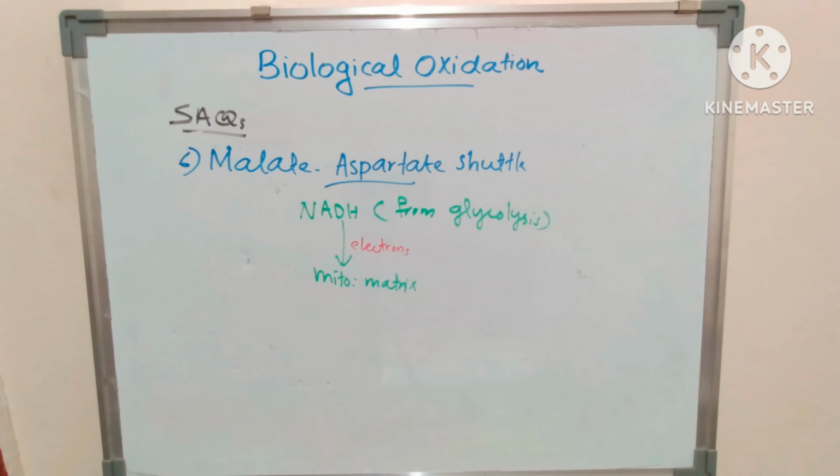Next important question is malate aspartate shuttle. This shuttle transfers electrons from cytosolic NADH, which is produced in glycolysis, into the mitochondrial membrane. As the inner mitochondrial membrane is impermeable to NADH, this shuttle uses malate to transport electrons.